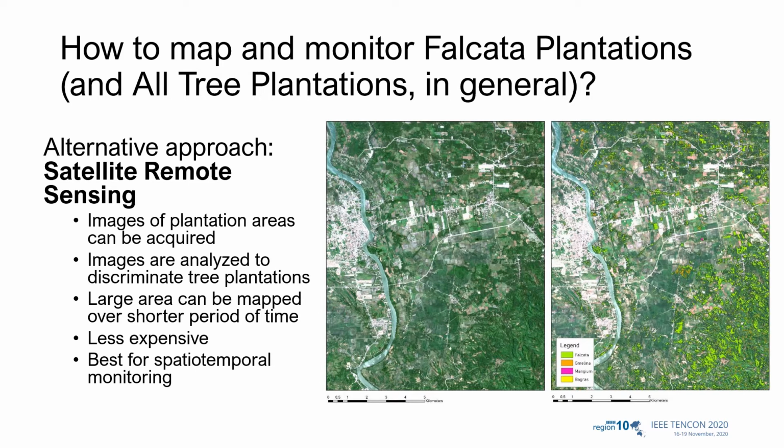Using this technology, images of plantation areas can be acquired using sensors on board a satellite. These images can then be analyzed to locate and discriminate tree plantations. This approach is less expensive and best suited for spatiotemporal monitoring of tree plantations because it can be used to map large areas over a shorter period of time and can be repeated over a desired time interval.